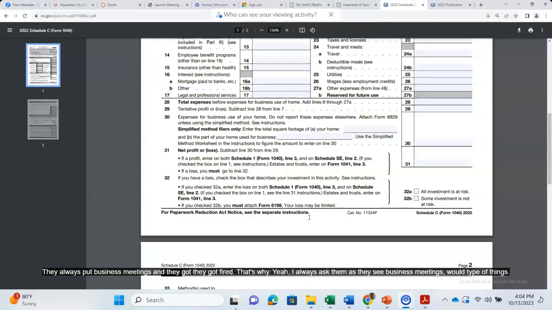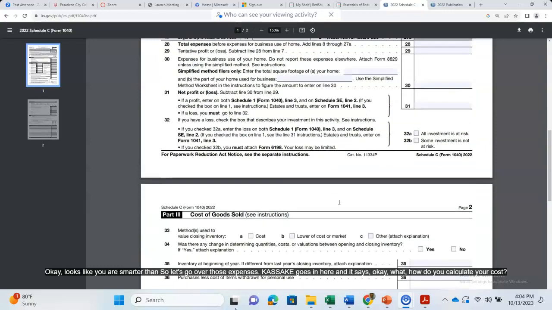Yeah, as soon as the IRS sees business meeting food type of things, and it's not just one but several of those, the IRS says, you know what, let's talk. It looks like you are being a little bit smart, so let's go over those expenses.